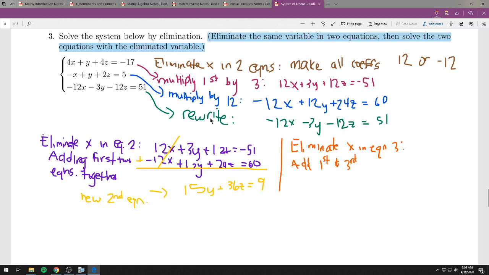All right, so I'll start by rewriting the first and third from above. We got 12x plus 3y. Clearly going to run out of room, so I'm going to write this below. All right, so we got 12x plus 3y plus 12z equals negative 51. And we got negative 12x minus 3y minus 12z equals 51.